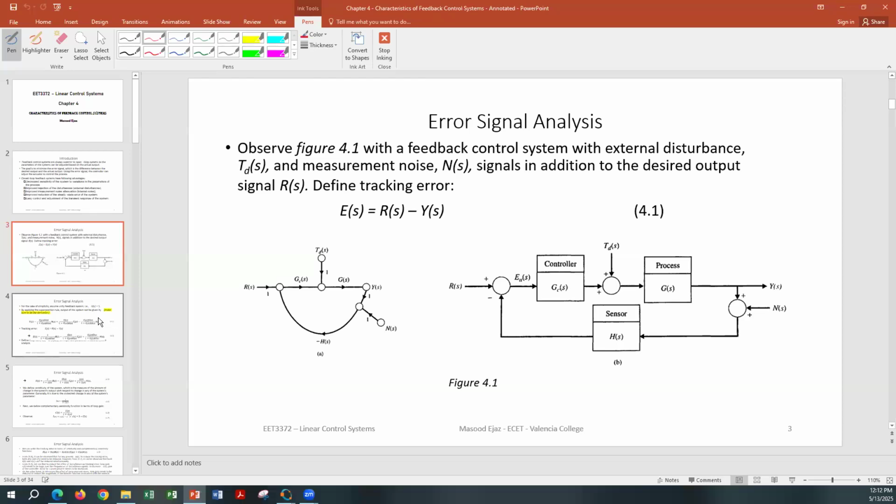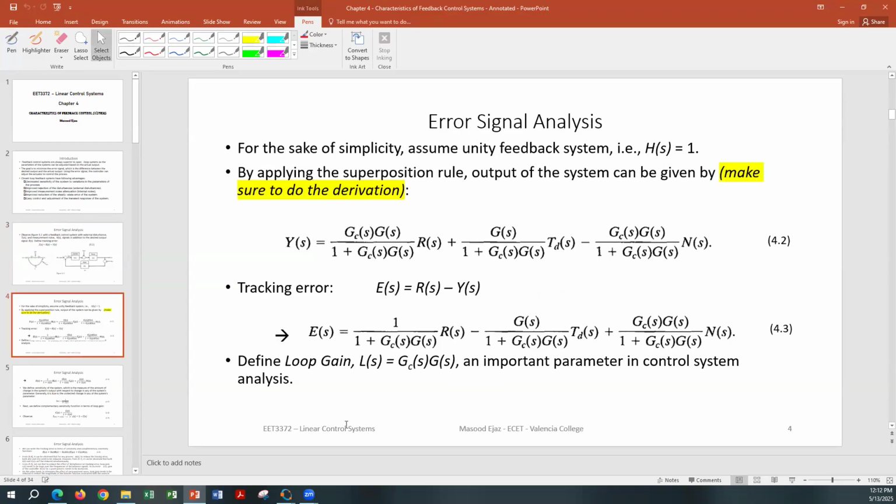When you write down the output in terms of R(s), T_D(s), and N(s): now we already did it in terms of R(s) and T_D(s) in the last chapter using superposition. If you extend the superposition for N(s) as well, then your complete equation is going to be this. So in the last chapter, we did the first two parts, these two.